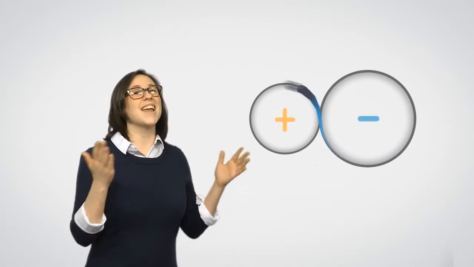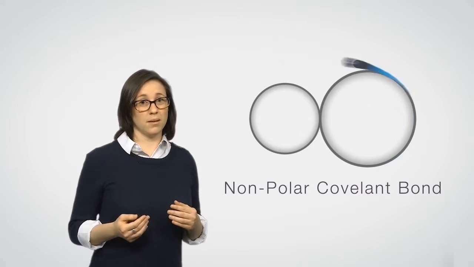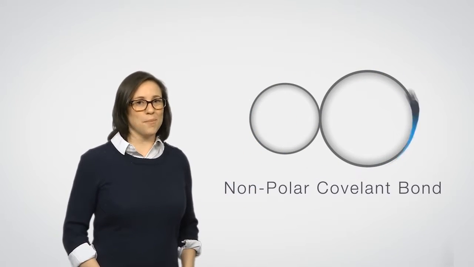Because electrons are always on the move, that polarity only lasts a moment, and that moment is called a dipolar moment. If the atoms are able to share the electrons evenly, it is called a non-polar covalent bond, meaning no polarity and no dipolar moments.